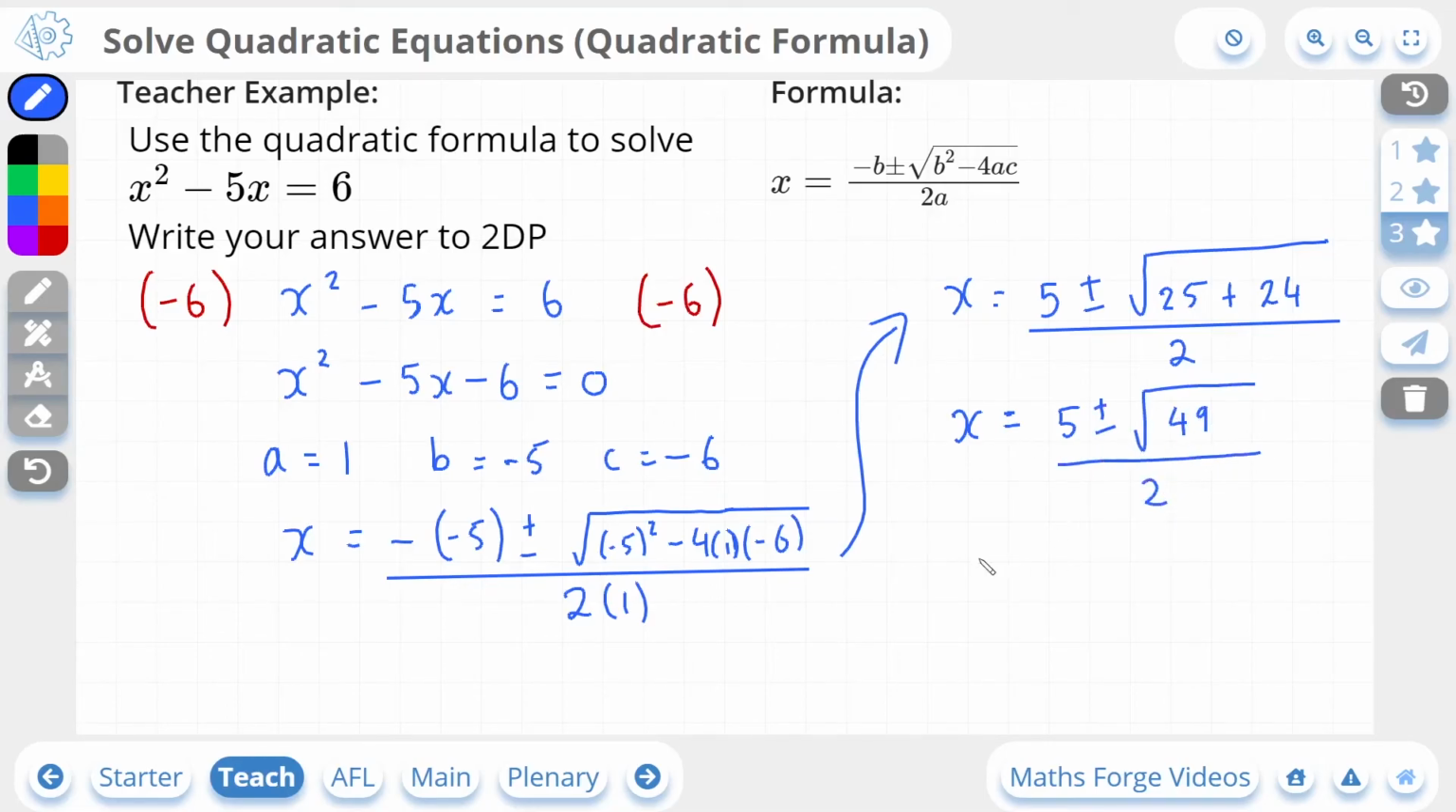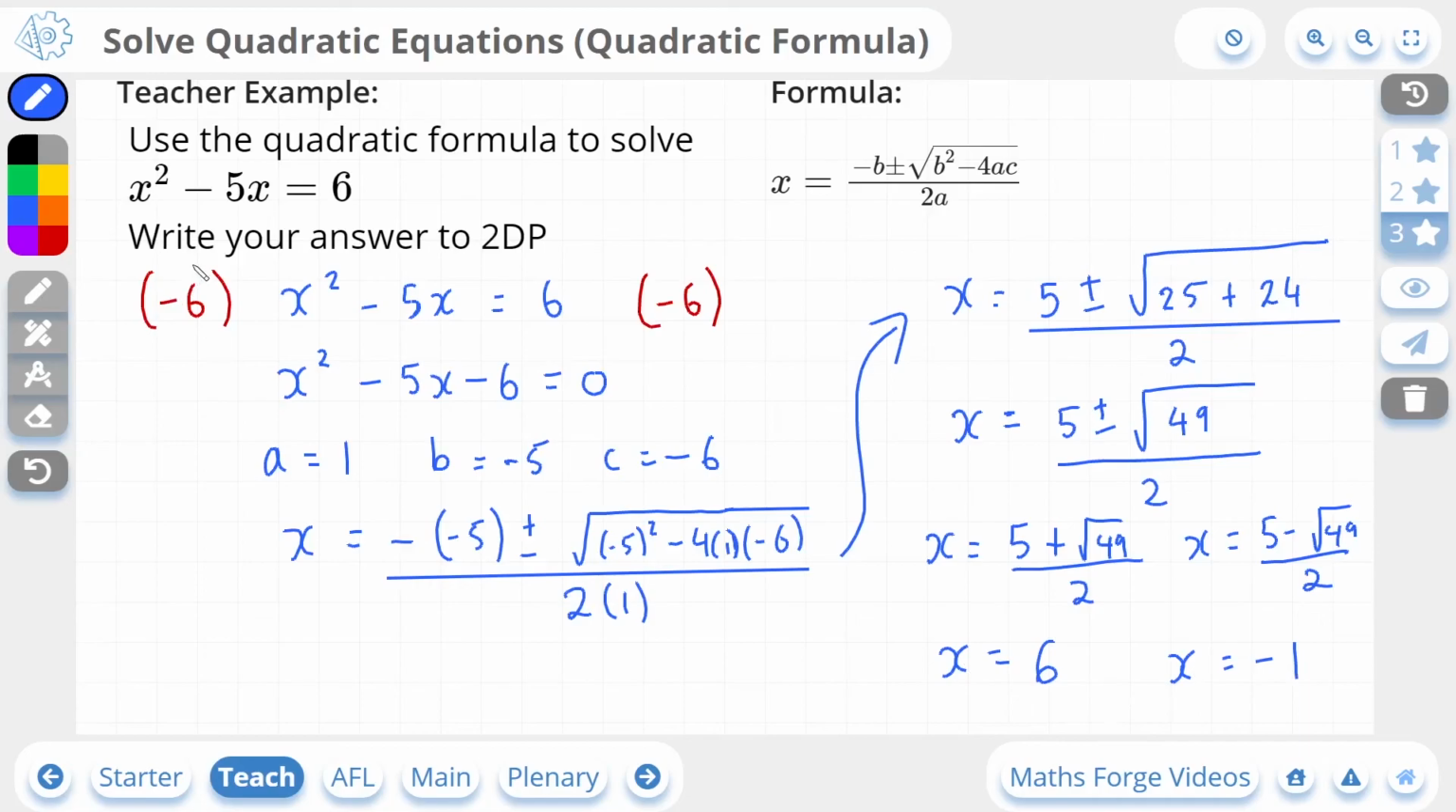And now we can break this up into 2 separate equations. X is equal to 5 plus root 49 over 2, and x is equal to 5 minus root 49 over 2. Now you'll notice something here. The square root of 49 actually simplifies to give us 7. So for this equation here, we don't even need a calculator. We can just do 5 plus root 49, which is 7. So 5 plus 7 is 12. 12 divided by 2 is 6. And then we have, for this one here, 5 minus 7, which is negative 2, divided by 2 gives us negative 1.